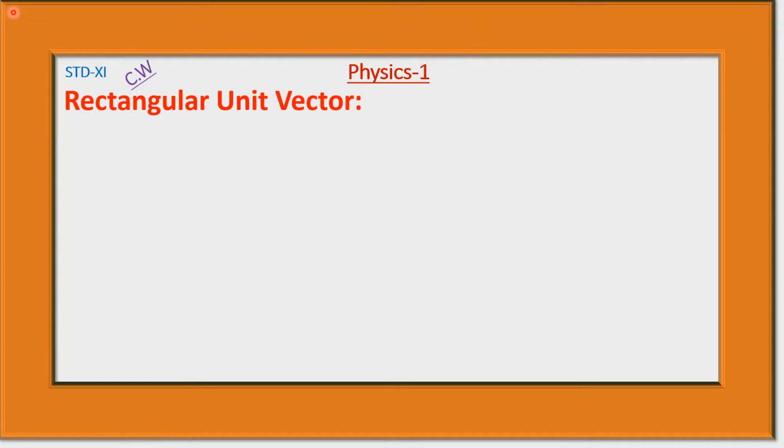At first, we will discuss rectangular unit vectors, and we already know what a unit vector is. The vector of magnitude unity is known as a unit vector, that is, the vector whose magnitude is 1 is a unit vector.